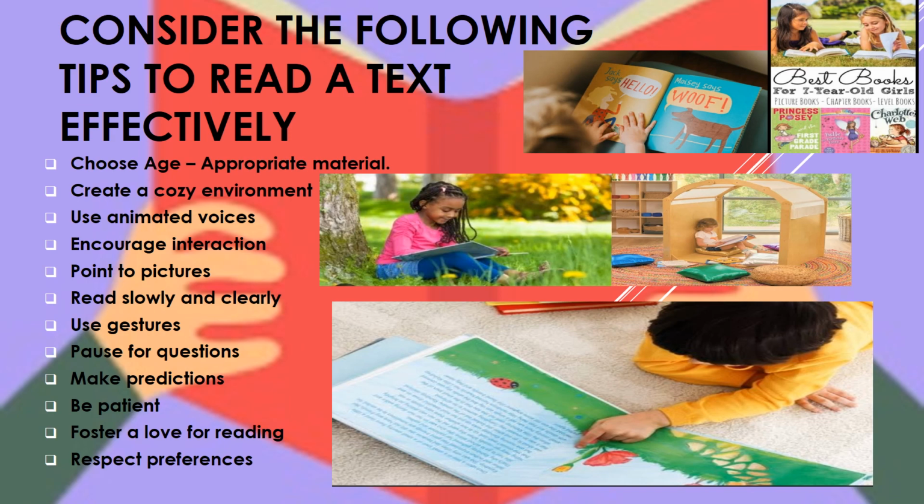Okay. For a child who's very young, like 5 years old, 6 years old, you can always use animated voices. For example, if you look at the picture at the top with the dog saying hoof, so when you read that to a child, don't just read it in a boring way saying hoof, but say hoof so that the child can enjoy the book and it makes it fun for the child.